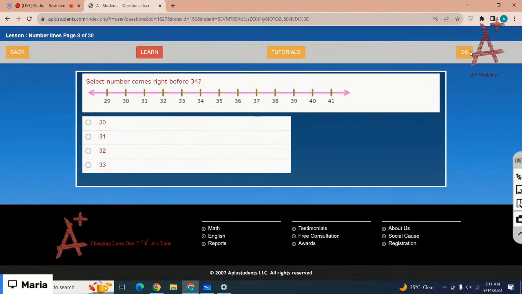Select number comes right after 34. So, which is the number after 34? That is 35, right? When counting, you have 35 right next to 34. So, it is 35. Before 34, right? Not after. So, here is 34. Before 34, you have 33. So, the correct option is 33.